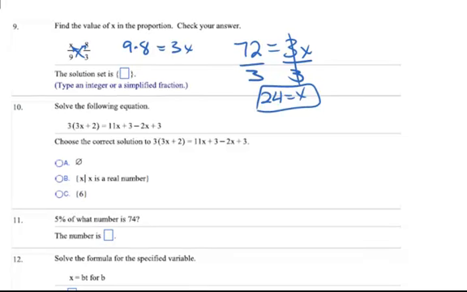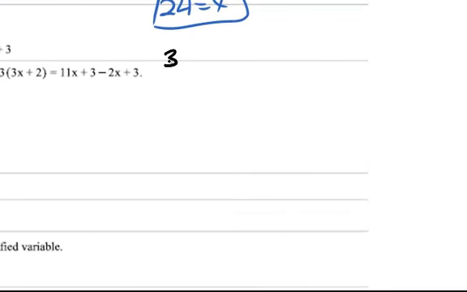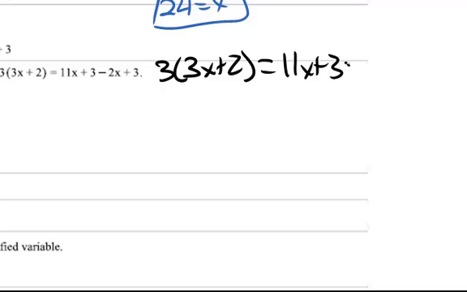All right, picking up with number 10, it says to solve the following equation. Well, the first thing we need to do is clear the parentheses on the left side and then also combine like terms on the right side. So whenever we go through and distribute, on the left side we need to distribute that 3 onto 3x plus 2. And on the right side, we need to combine the 11x and the minus 2x as well as the 3 and the 3.